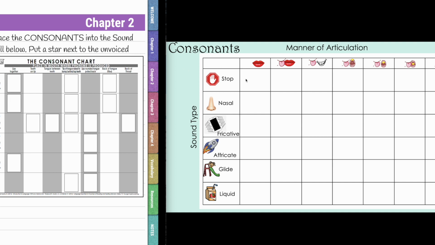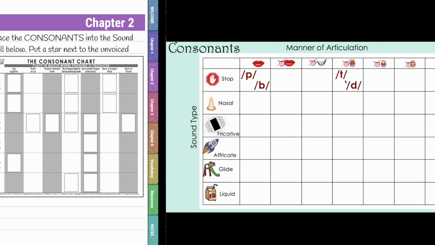Let's start with the stops straight across. These are the ones that kind of explode out of your mouth. If we have a voiced and unvoiced, I'm going to put the unvoiced on top and the voiced on bottom. So using just your lips, you have p and b. There's your unvoiced p and your voiced b. Moving down to placing our tongue right against the back of your top teeth, and you're going to hit it. The unvoiced version is t, and the voiced version is d.